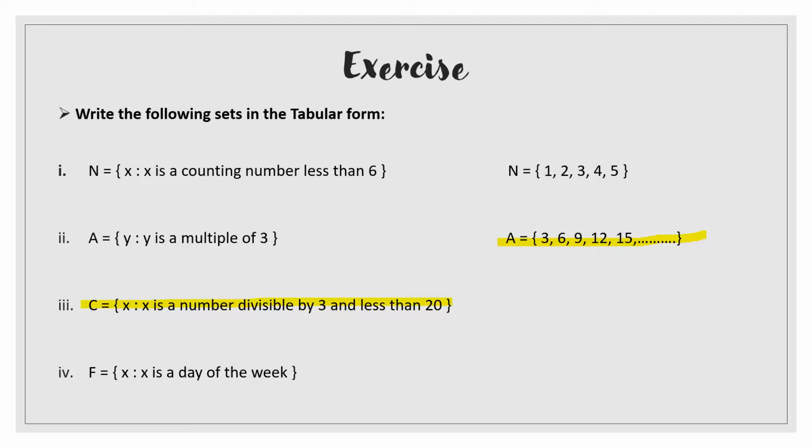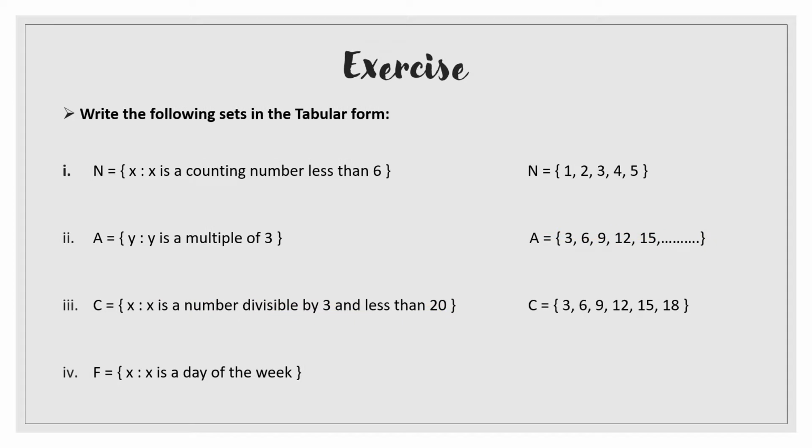So we have to write all those numbers which are divisible by 3, but we have to write till 20 or less than 20. So it will be written like this: 3, 6, 9, 12, 15, 18, and we have to write less than 20, so we'll write till 18.